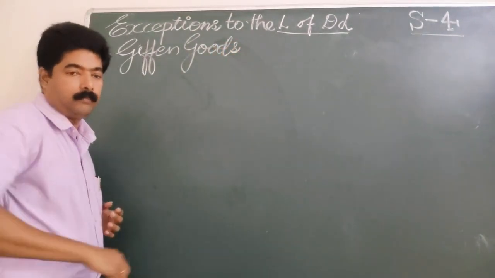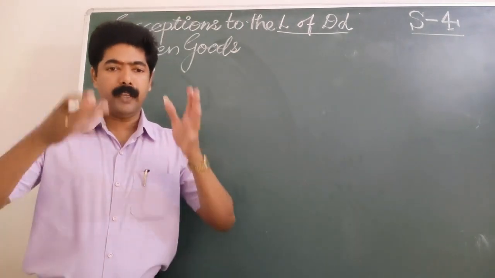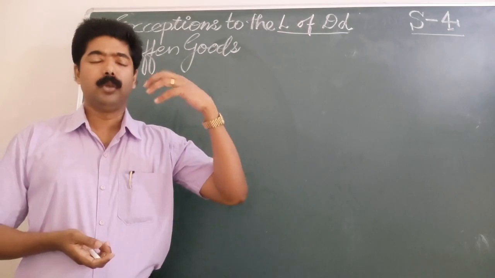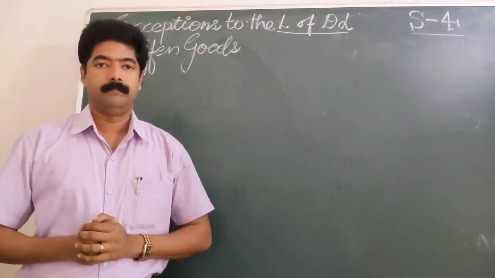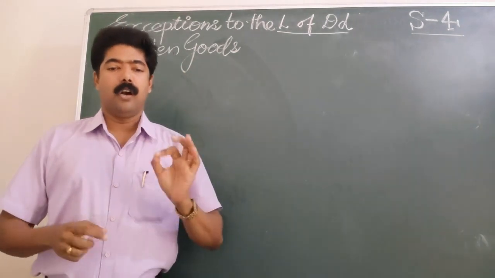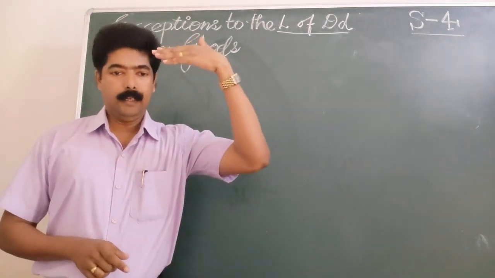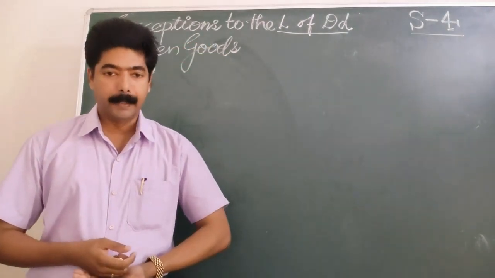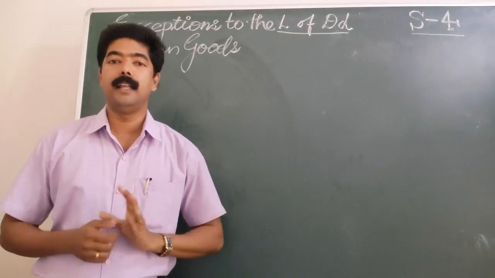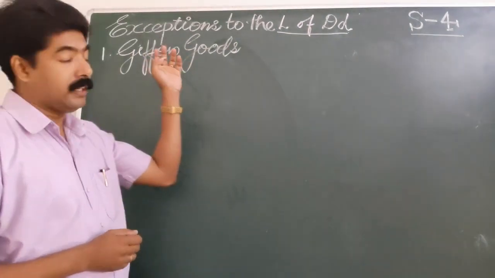What is known as Giffen goods? Giffen goods are those inferior goods on which the consumer spends a large part of his income, and the demand for which falls with a fall in their prices. So what is a Giffen good?